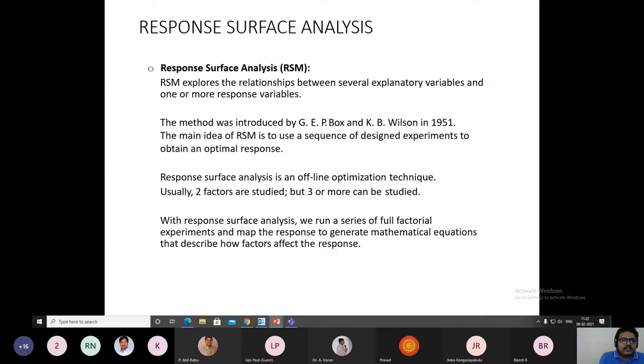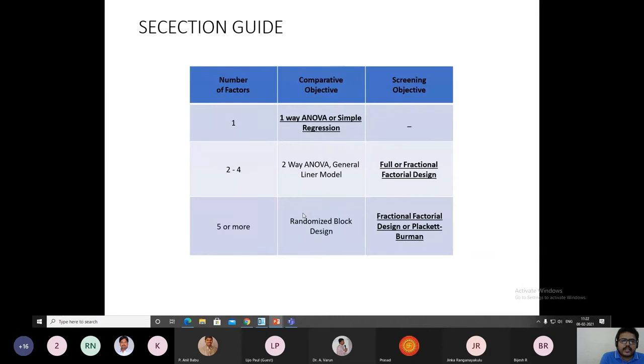So, the selection guide. Depending upon your experimental setup and your experimental conditions, the number of factors and the number of levels, a few details are given here, like the number of factors, comparative objective and screening objective. If your number of factors is one, then you can simply go for one-way ANOVA or simple regression. If your number of factors is 2 to 4, then two-way ANOVA or general linear model.